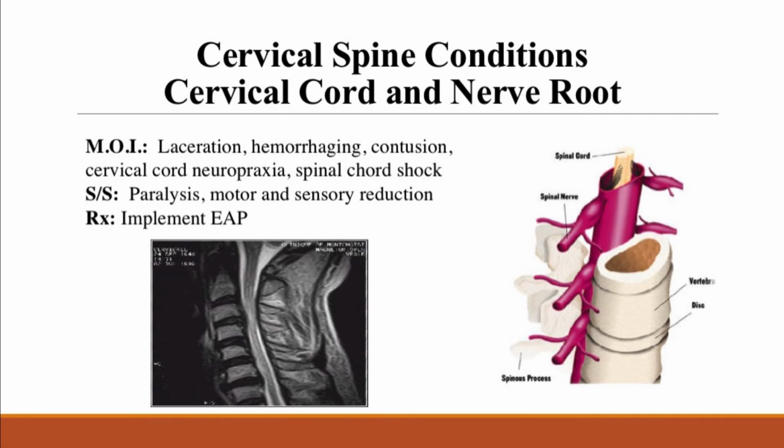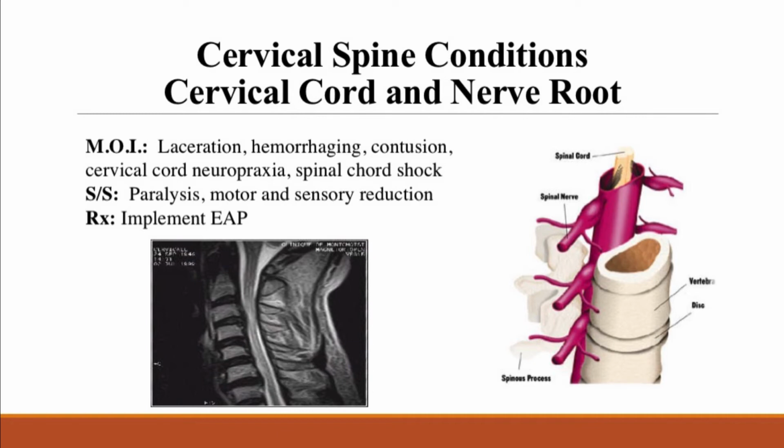The spinal cord and nerve roots are injured in 5 basic mechanisms: laceration by bone fragments, hemorrhaging, contusion, cervical cord neuropraxia, which means a severe twist or a snap of the neck, and spinal cord shock. Refer to the textbook for a complete description. The signs and symptoms correlate with the level and extent of the injury.